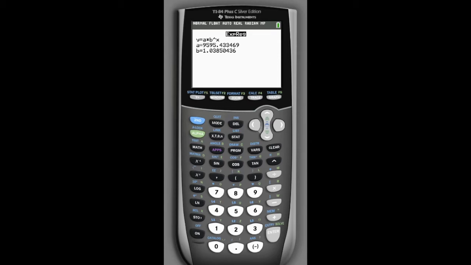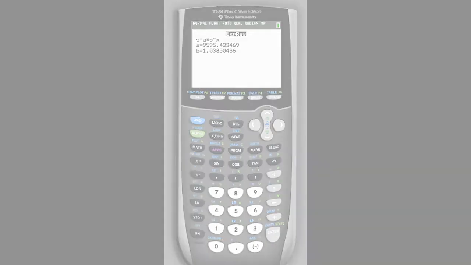9595.43. So we'll go maybe to the nearest hundredth there for both of these. Actually, for the b value, I am going to take it to three decimal places, the nearest thousandth. So 1.0385, I'm going to put that as 1.039. Okay, so that's the information I need to answer the first couple of questions. So let's go back and answer those questions.